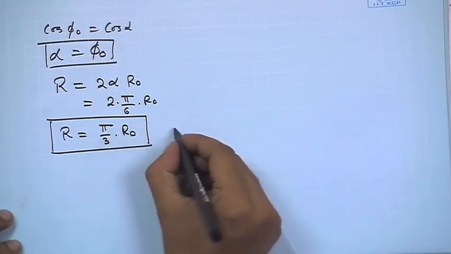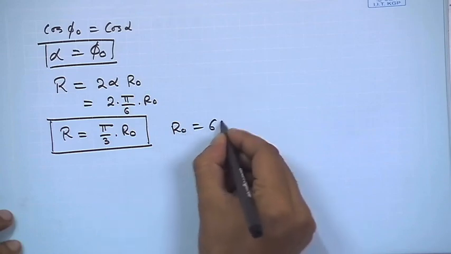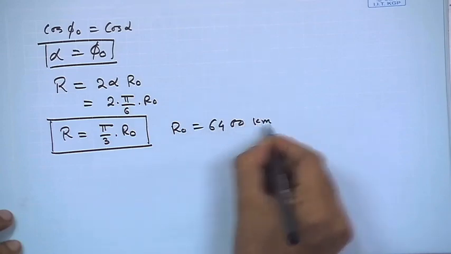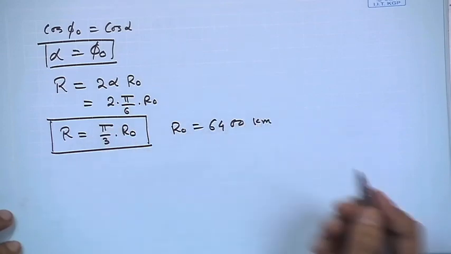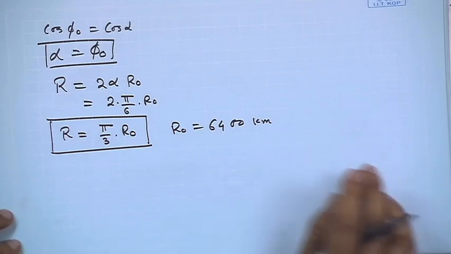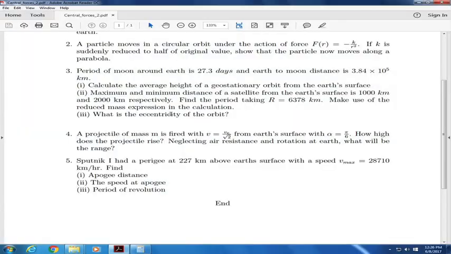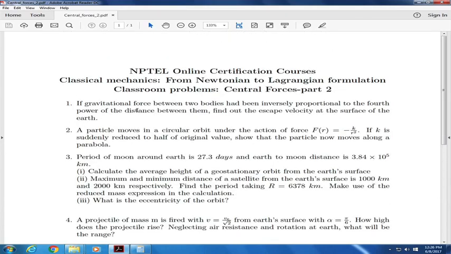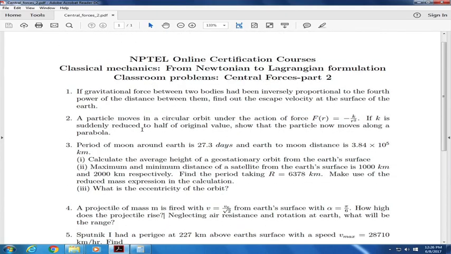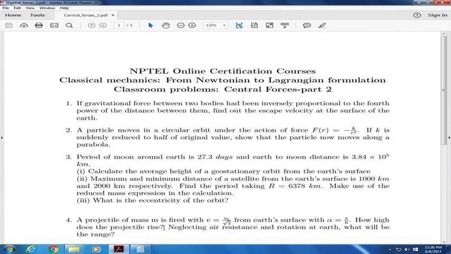Of course, you can put r 0 equal to 6400 kilometers, pi we know, and we can get a number for it. So we concluded this discussion of central orbits with this problem. This was the problem set we discussed in today's class. Of course, we had one more problem set beforehand, which we have already discussed.